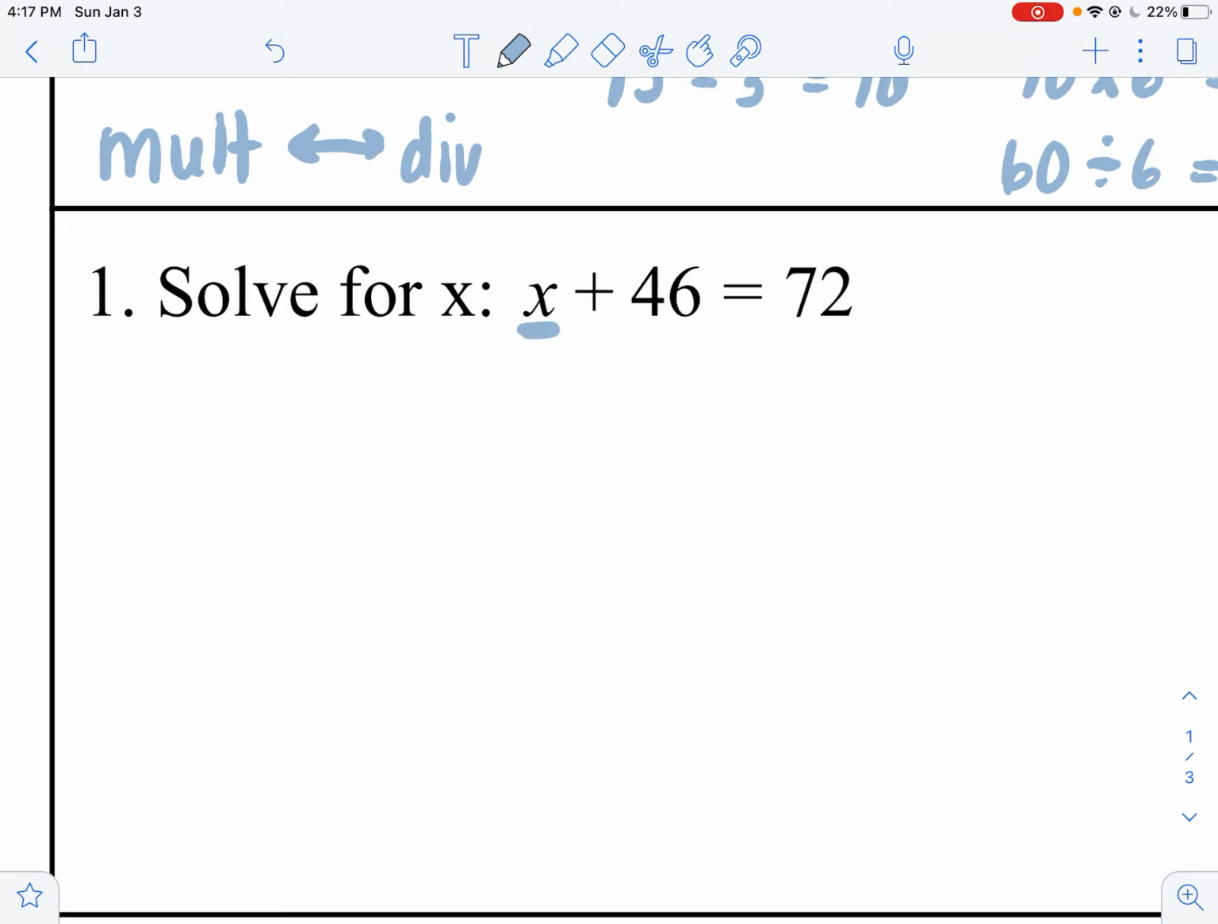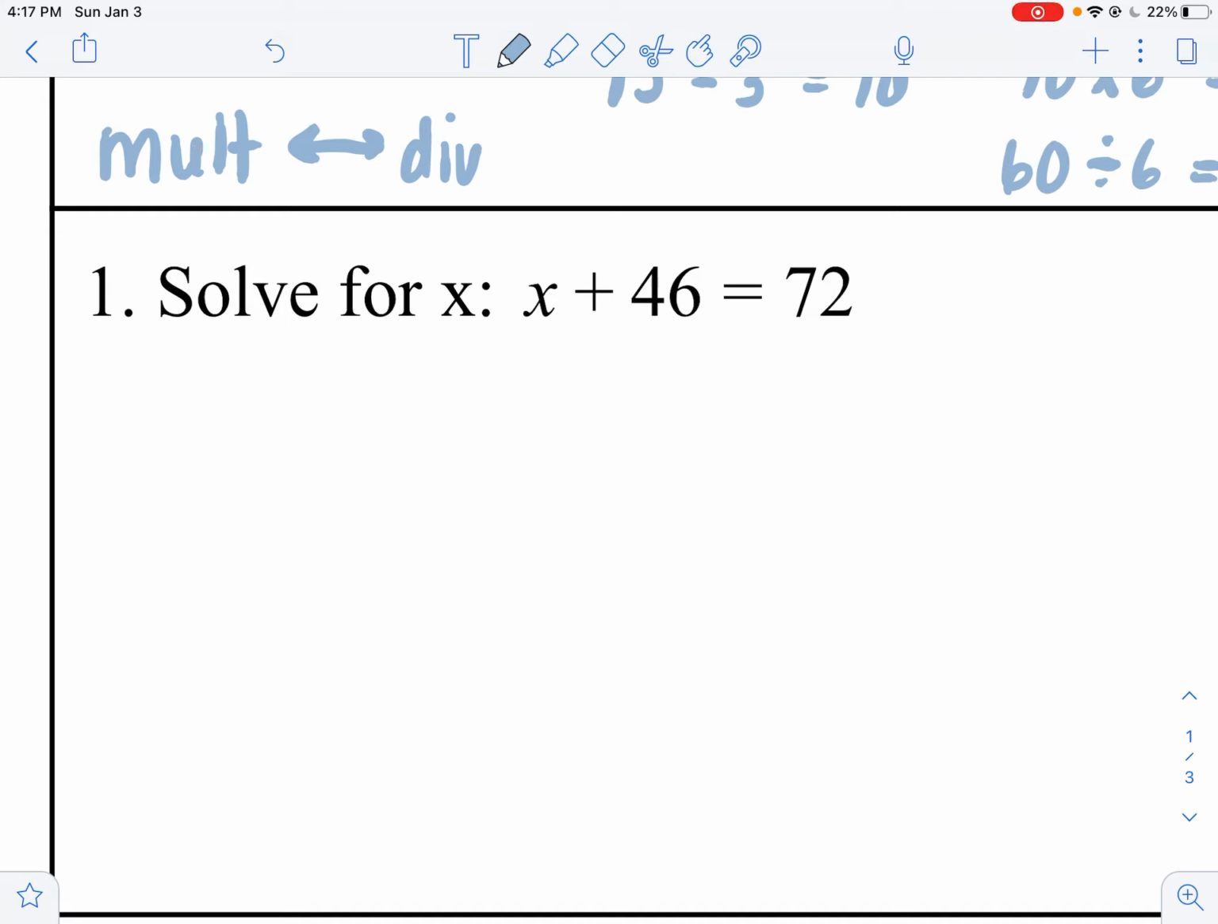Now, in order to get the x by itself, right now, the x is not by itself because it has an x plus 46. So what we're going to do is undo that 46 by using the inverse operation. And it's important to show our work this way because as these questions get harder, it will be easier for us to follow our work and be less confused.